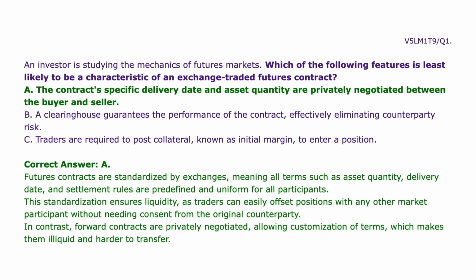Choice A says terms are privately negotiated. This is not true for exchange-traded futures. This is the feature that is least likely. Actually never true.